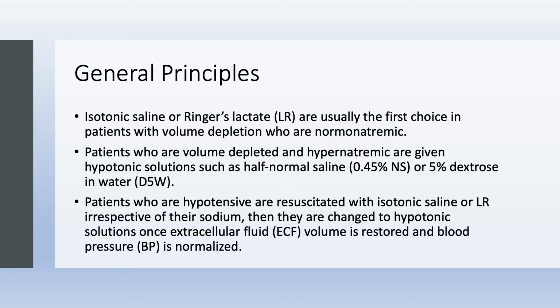Now, these are some of the general principles. If you have someone who has normal sodium, or normonatremic, with volume depletion, you can go either with isotonic saline, 0.9 saline, or lactated Ringer, also known as Ringer's lactate, LR. Patients who are volume depleted and hypernatremic, you give them half normal saline or 0.45 normal saline, or D5W, which is 5% dextrose in water. However, even if the patient is hypernatremic, if they are hypotensive, you still have to give isotonic saline or LR because the priority is to restore the effective intraarterial volume. Once the patient is adequately resuscitated, you can switch to a hypotonic solution.